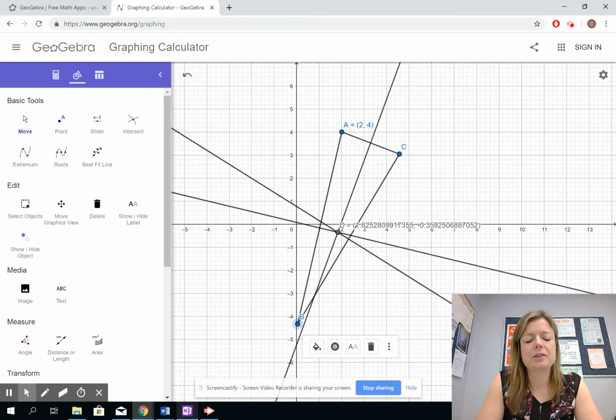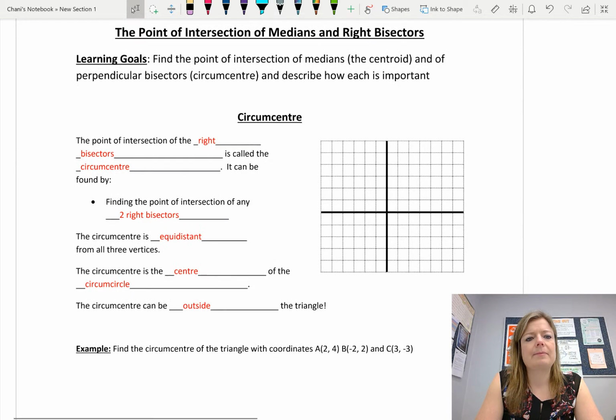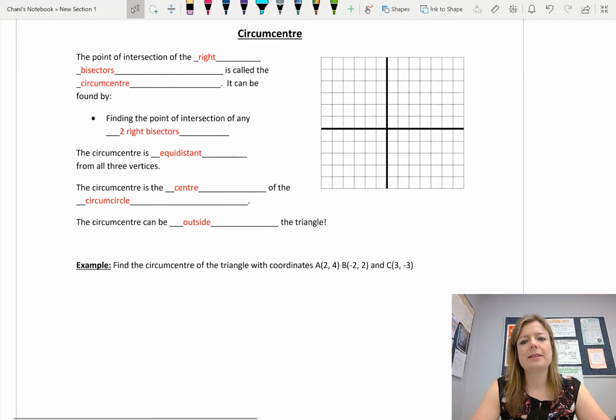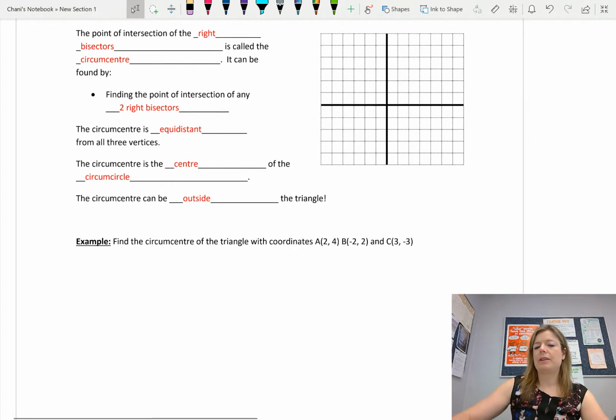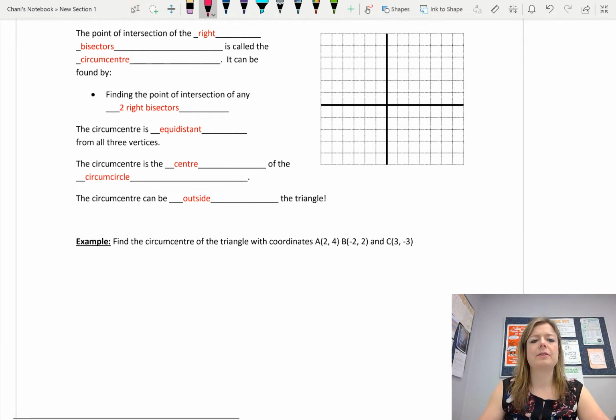Okay, so let's actually go to the note and start filling this in. So the point of intersection of the right bisectors is called the circumcenter. It can be found by finding the point of intersection of any two right bisectors. Okay, because all three intersect at the same place, you only need to find the intersection of two in order to actually find it. The circumcenter is equidistant from all three vertices, and it is the center of the circumcircle. The circumcenter can be outside the triangle. It isn't always.